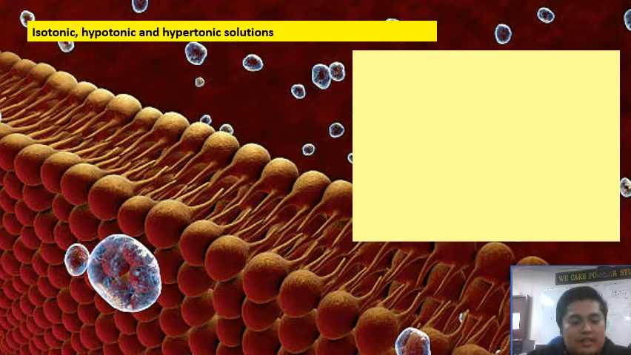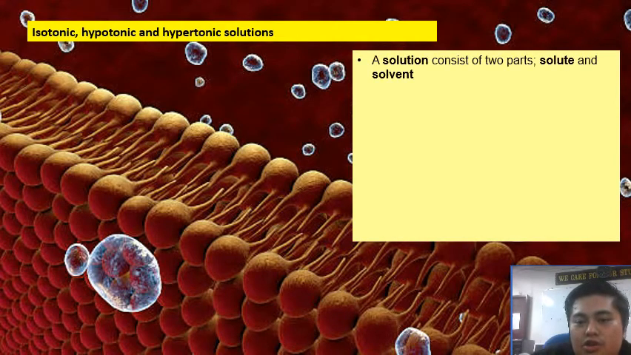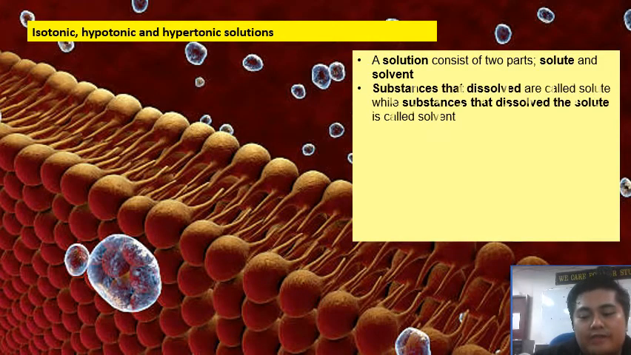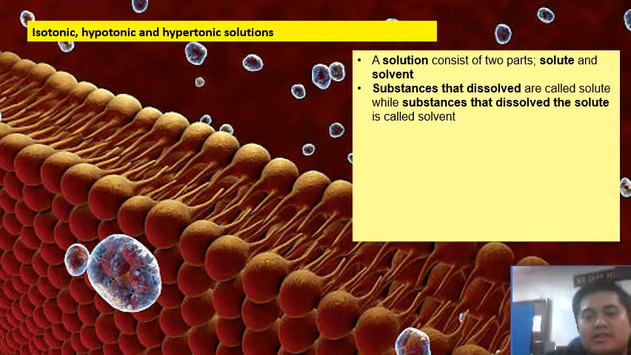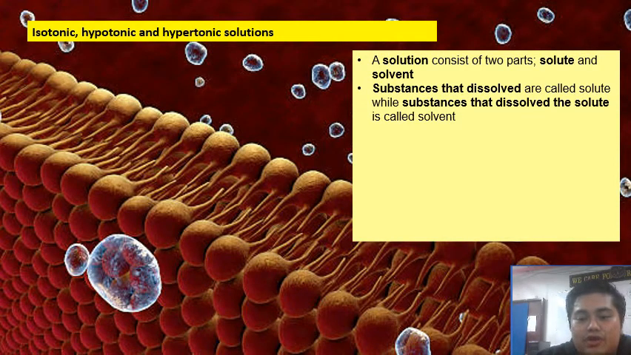So, sekarang kita akan tengok pula tiga keadaan solution, three types of solution which is isotonic, hypotonic and hypertonic. So a solution consists of two parts which is solute and solvent. Substances that dissolve are called solute, while substances that dissolve the solute are called solvent.